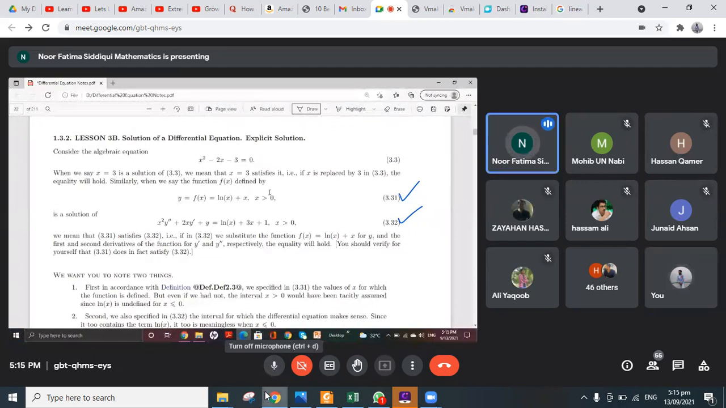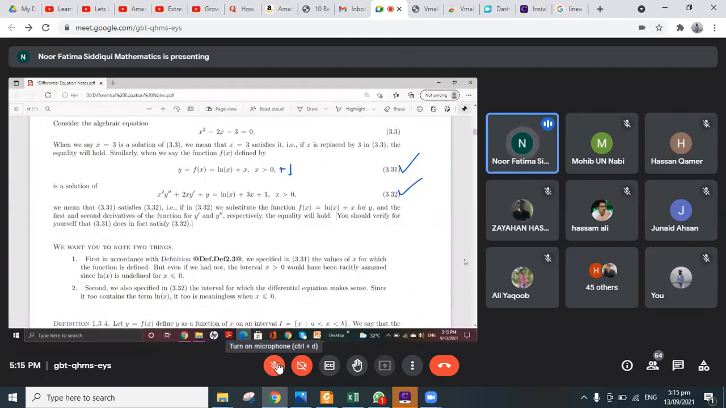A particular solution may contain any constant, just like plus 1. I can write plus 1, plus 2, 35, minus 35, anything. But since it does not contain any unknown or arbitrary constant, that is why we are calling it a particular solution.